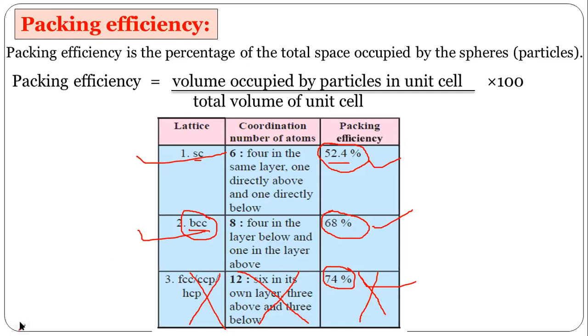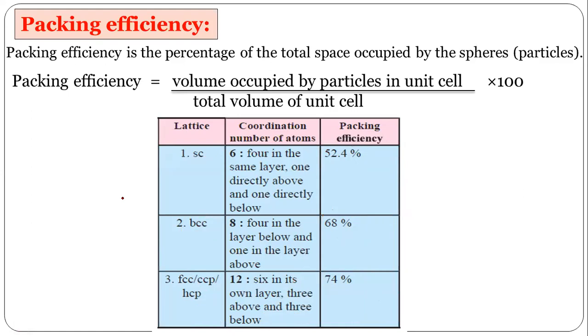Before proceeding, you must understand the definition, which is already discussed. What is the formula? How to calculate the packing efficiency? Packing efficiency is equal to the volume occupied by the particles in the unit cell divided by the total volume of the unit cell, into 100. Remember, you are calculating the volume occupied by the particles present in the unit cell. One by one we will discuss.